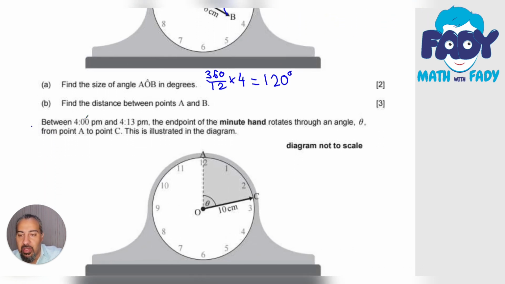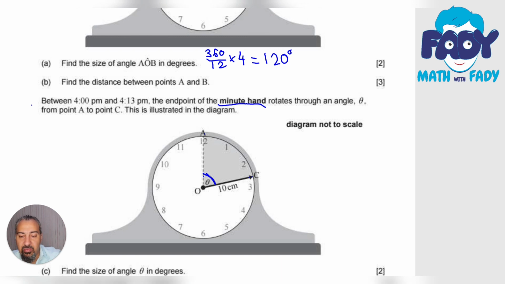Between 4 p.m. and 4:13 p.m., the end point of the minute hand rotated through an angle theta. So this is the minute hand rotated through angle theta from point A to point C. This is illustrated in the diagram. So this is formed by this minute hand from 4 p.m. till 4:13. That's why here C is in the 13th minute.